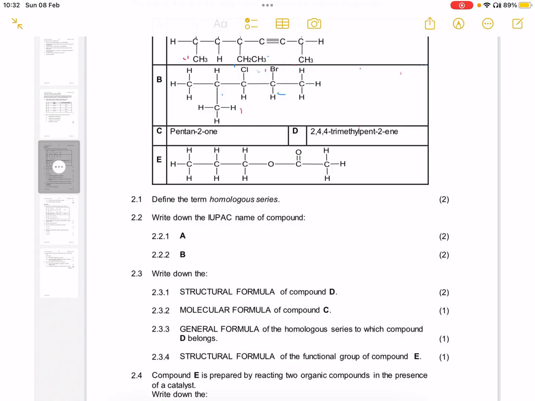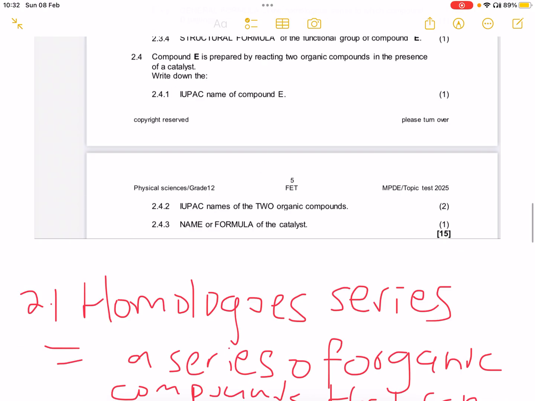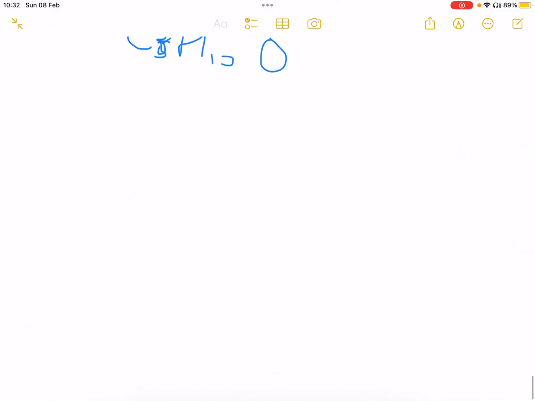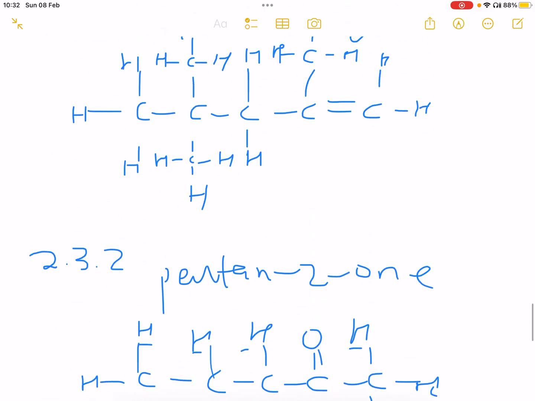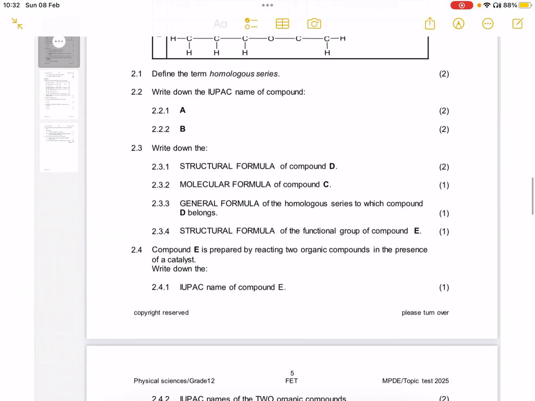Now, what is compound E? Compound E is an ester. So what is the structural formula of the functional group for an ester? That is a C bonded to an O, bonded to a C, double bond O, and bonded to one other atom. Okay, we have 3 more left.